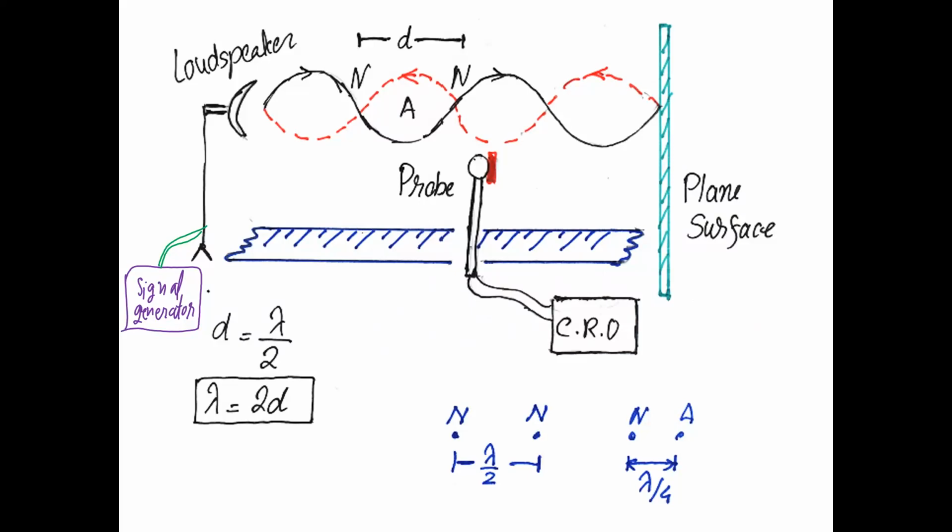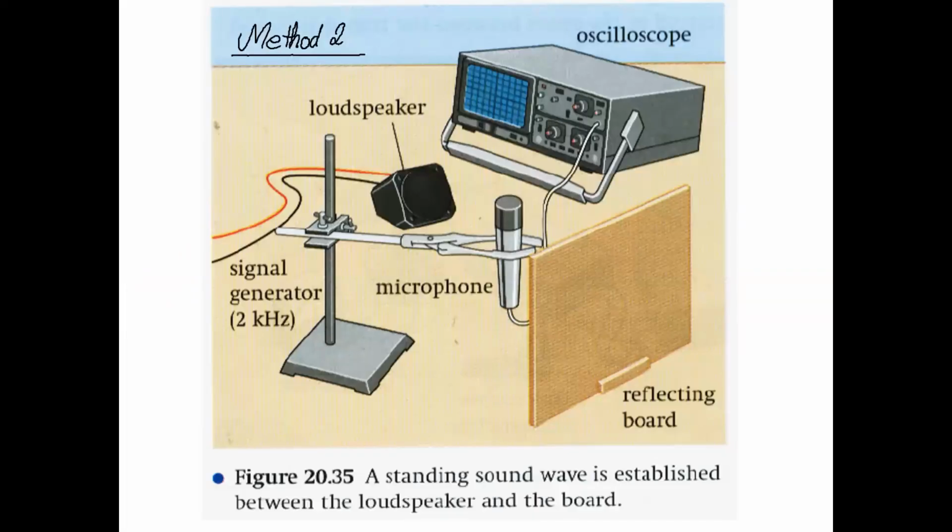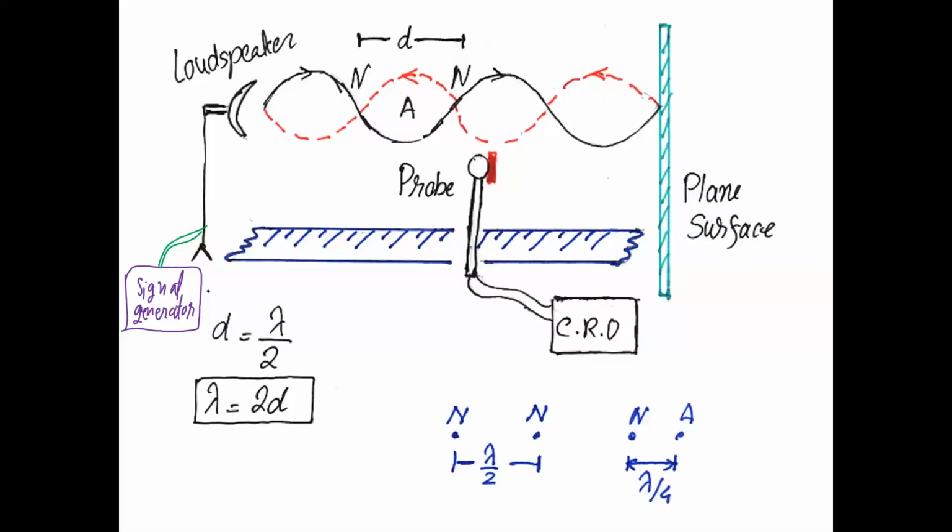You have to now copy this screen. Sorry, method number 2. I'm sorry. First, give a side heading, method number 2, and then copy this screen.